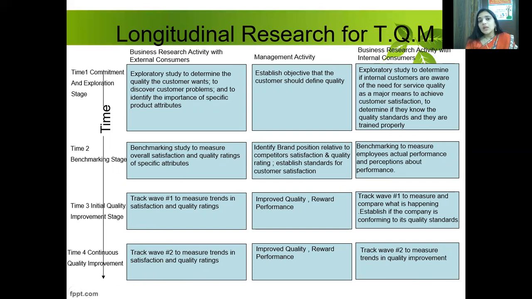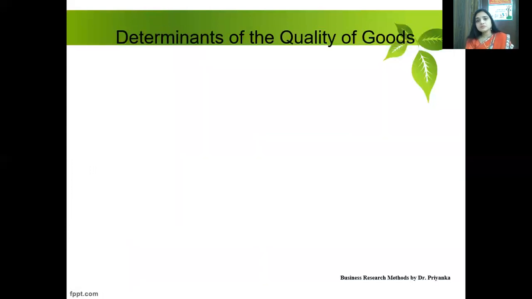Or again, when it comes to management activity, they will be checking whether the employees are to be rewarded or not. And then for employees, to measure trends in quality improvement, whether they have improved the quality of their product and their services or not. On that basis, you will be trying to improve their behavior. If they have not improved here, then one more quality check would be given so as to improve their quality performance. Some examples of what can be surveyed.